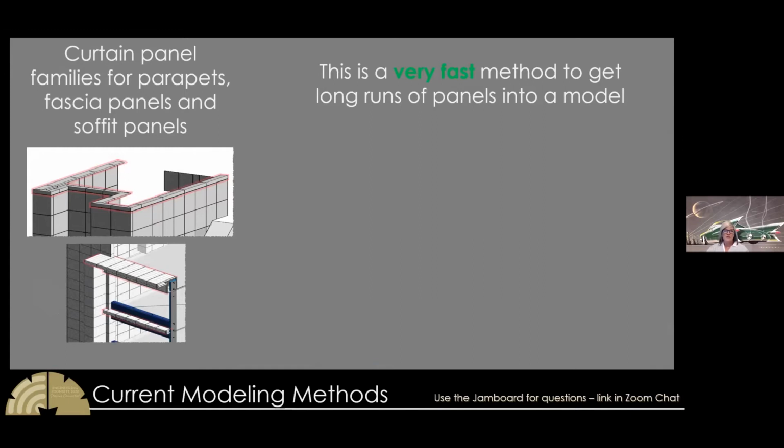Curtain panels for parapets, fascia panels, and soffit panels. Again, this is a very fast method to get long runs of panels in, eyebrows, things around the top of the building, using that same thing, using a curtain panel.